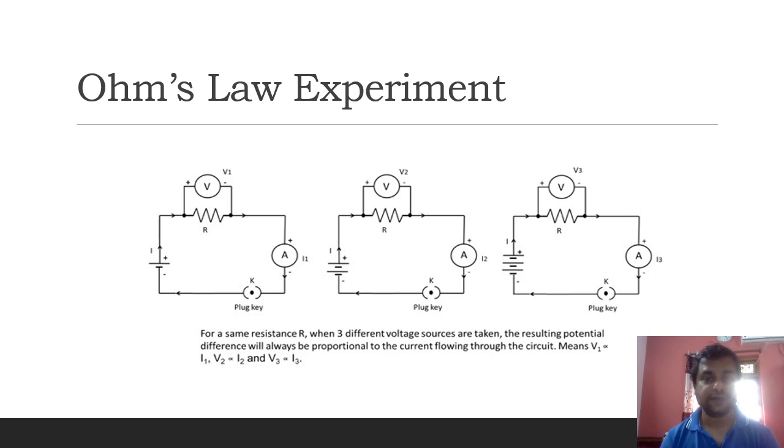Here you see there are three electrical circuits, 1, 2 and 3, with the same resistance R. The resistance across all three electrical circuits is the same, but they are at three different voltages. The resulting potential difference will always be proportional to the current flowing through. So the voltage across these three circuits will be proportional to the current flowing through these circuits. That is what it means.